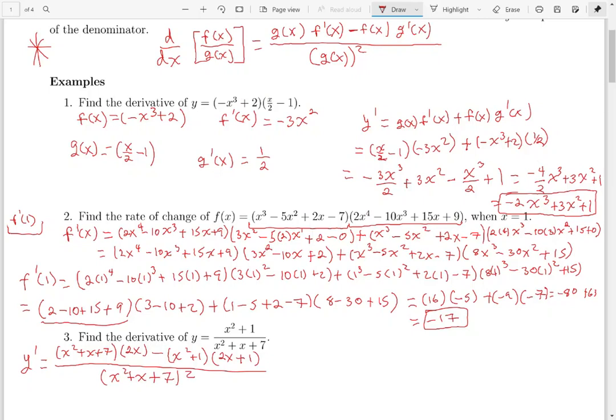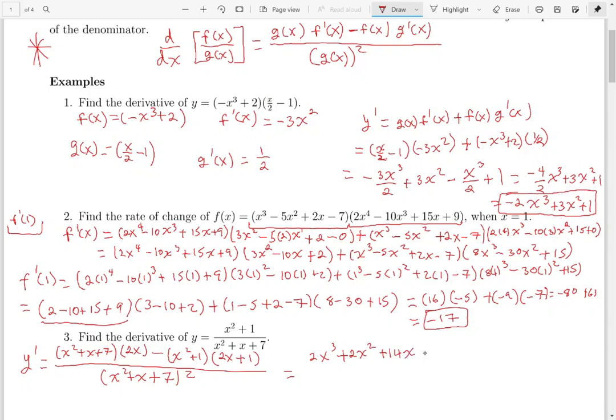Then at this point, usually we'll just need to simplify the numerator. The denominator, leave it as is. If for some reason MyLabs gets angry, then simplify the denominator by multiplying things out. But for this one, let's just simplify the numerator. So I'm going to distribute that 2x. That's going to be 2x cubed plus 2x squared plus 14x.